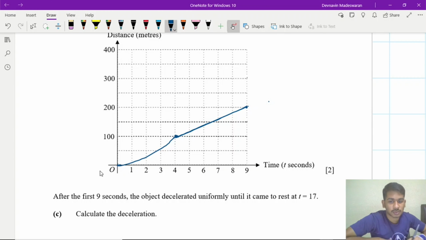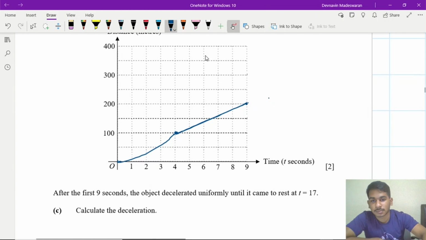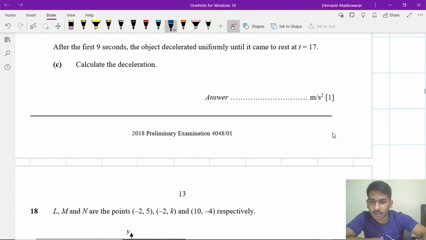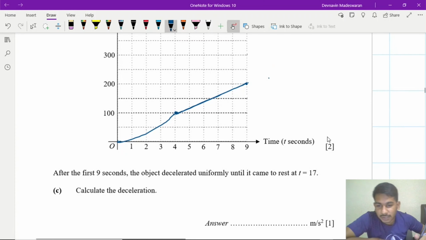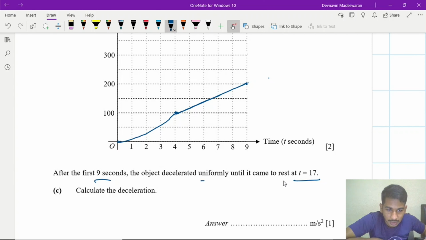Yeah, something like that, from 0 to that thing. Okay, you got the idea. Calculate deceleration. After 9 seconds, the object decelerated uniformly until it comes to rest. So it's a straight line down, like straight down.